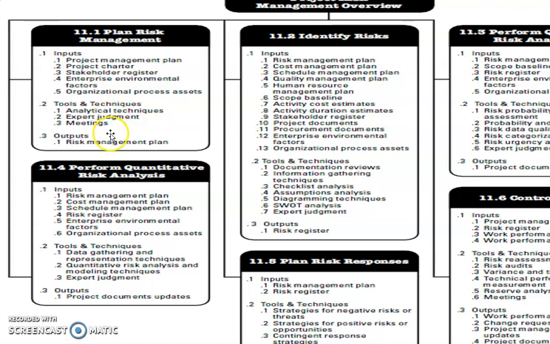And the output is the risk management plan. This plan states how you will deal with all the rest of the processes in this knowledge area, which include a methodology, budget and time, roles and responsibilities, risk categories, definition of risk, probability and impact of risk, etc. So that is plan risk management.